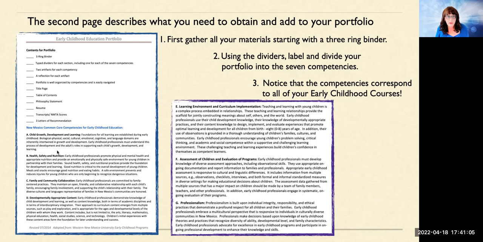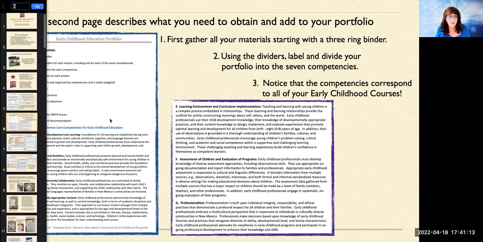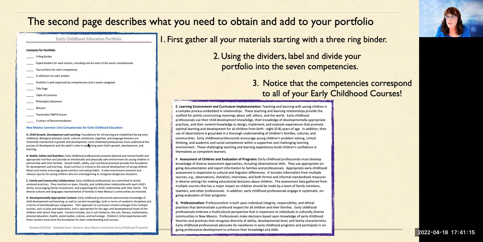Now, over here on the left-hand side, it shows you the areas of competency: child growth, development, and learning, health, safety, and nutrition. Do these sound familiar? Family and community collaboration, all those are courses that you have taken or you will take. So keep that in mind. You're looking for artifacts for these specific competencies.